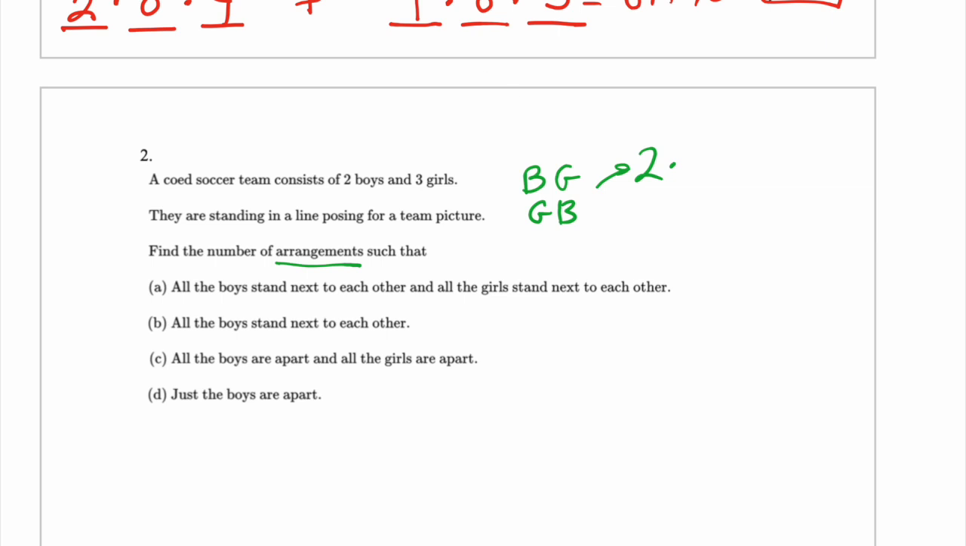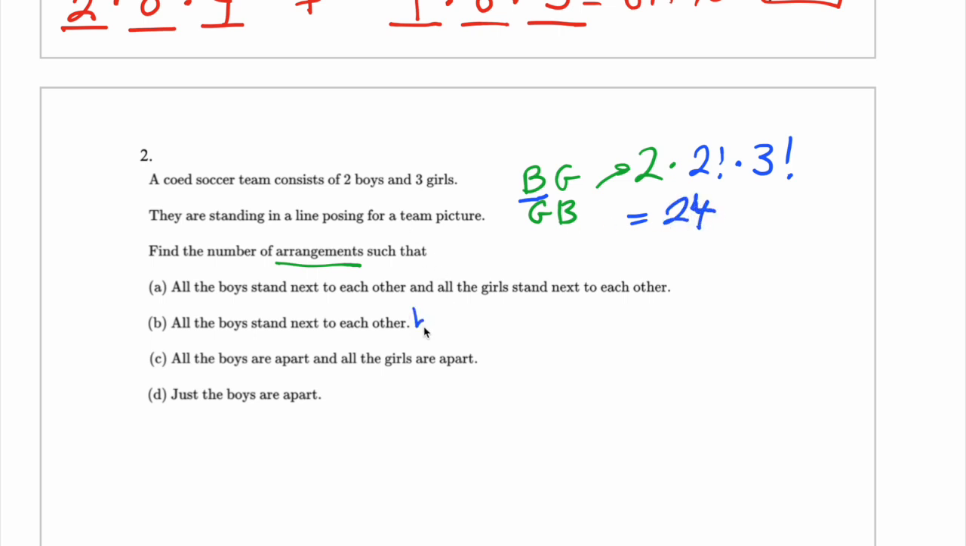But there's 2 boys in that group. The number of ways to arrange 2 boys is 2 factorial, or just 2. And then there's 3 girls. So the number of ways to arrange the girls is 3 factorial. The number of ways to arrange any group of 3 objects is 3 factorial, or 6, right? So when we multiply that, we get 24.